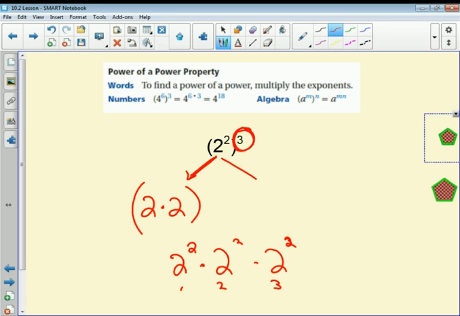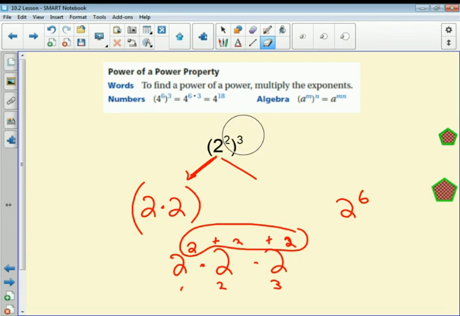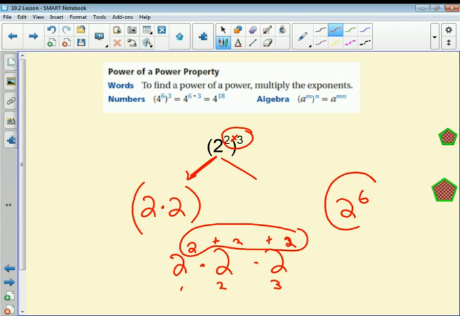Okay, 3 times. Now we could use our old rule of adding these together. So 2 plus 2 plus 2 would give me 2 to the power of 6. What's another way of getting that 2 to the power of 6 using this information? Well, what we're going to do is actually multiply. If you have an exponent directly on another exponent, you're actually going to multiply between the 2 exponents. So 2 times 3 would give me that 2 to the power of 6.